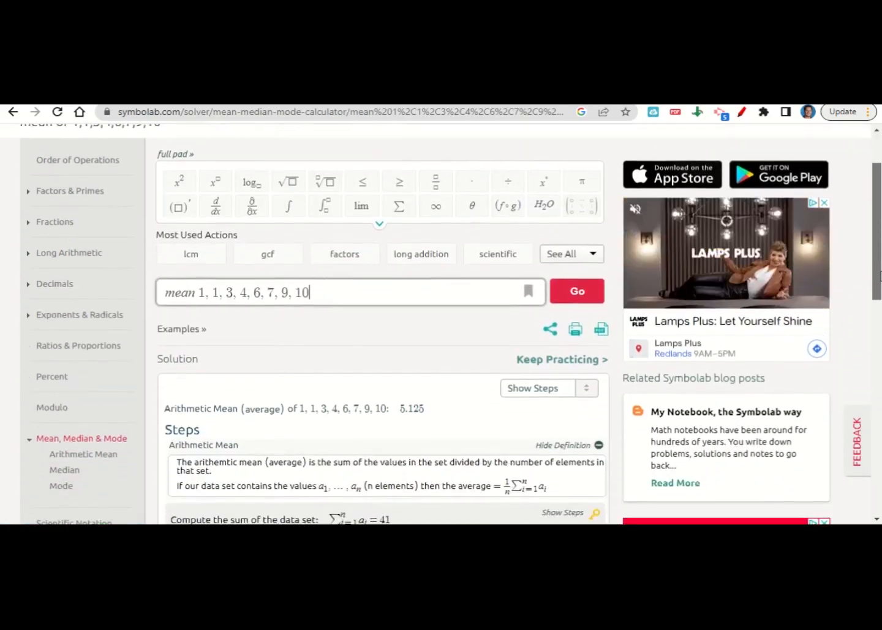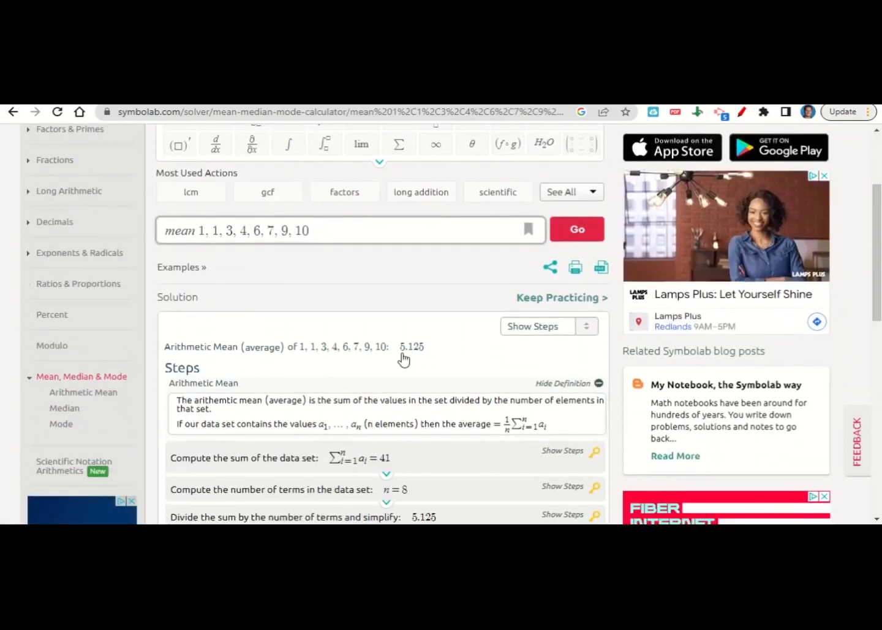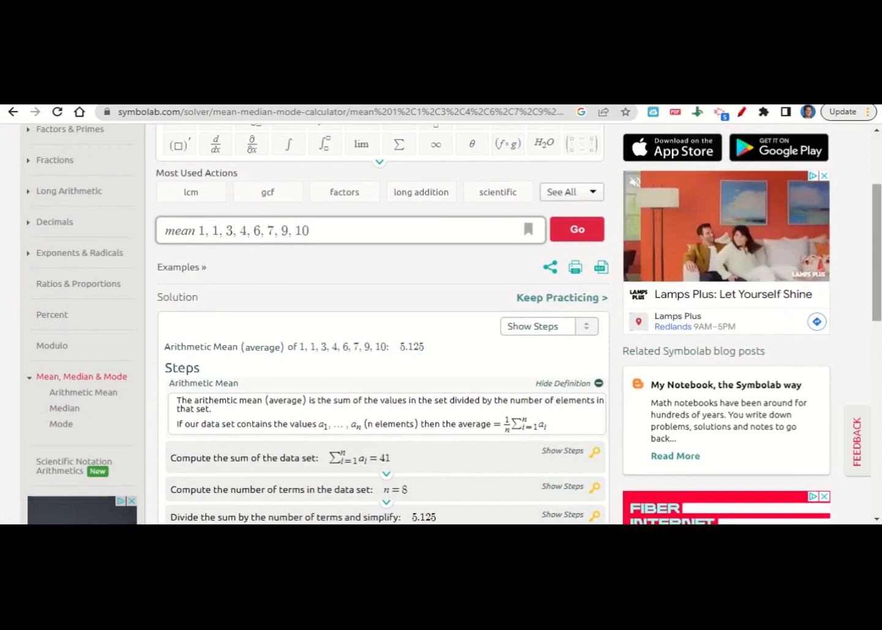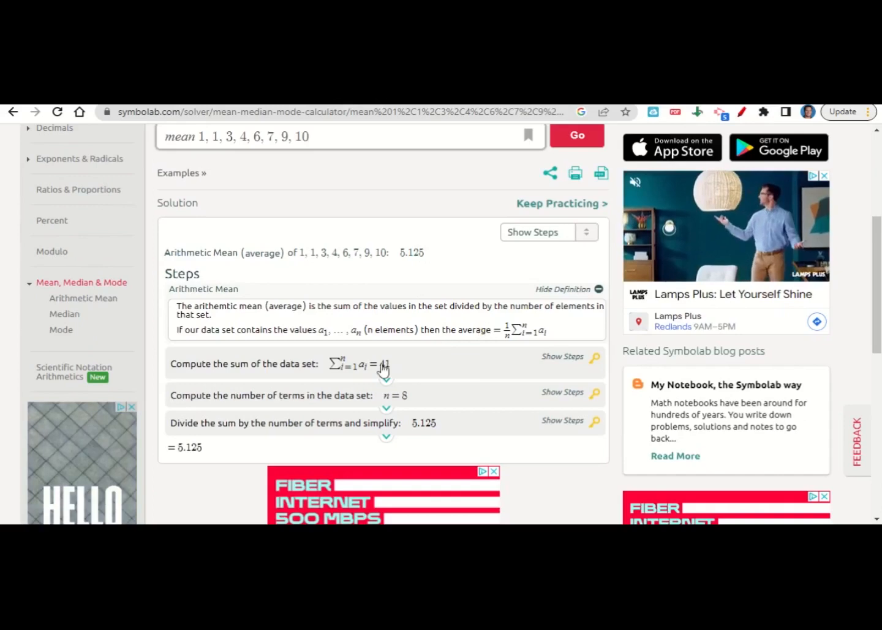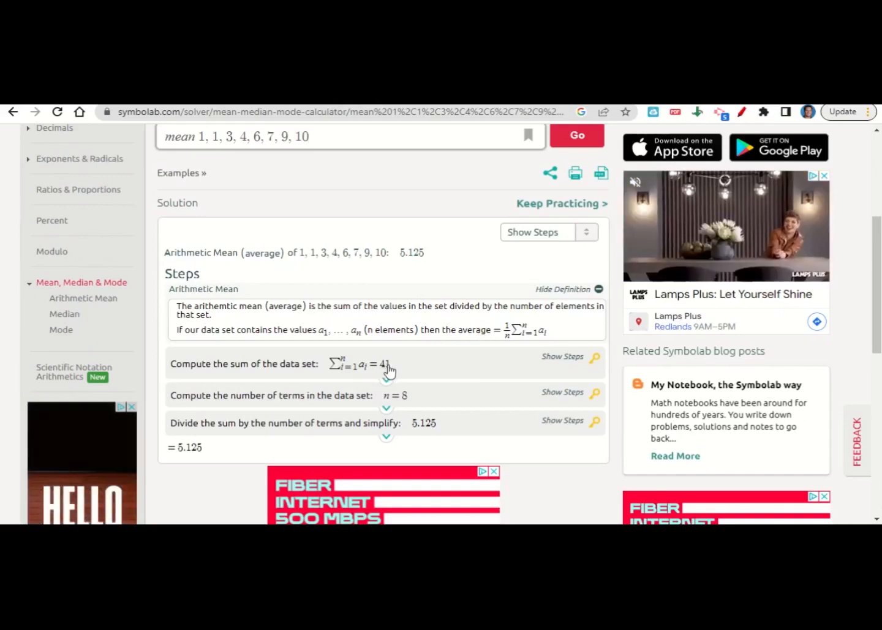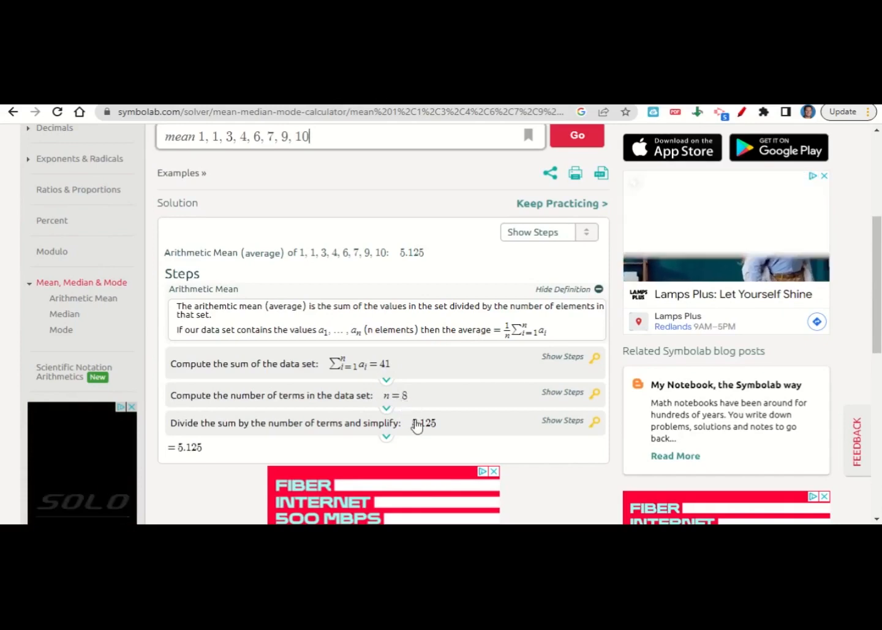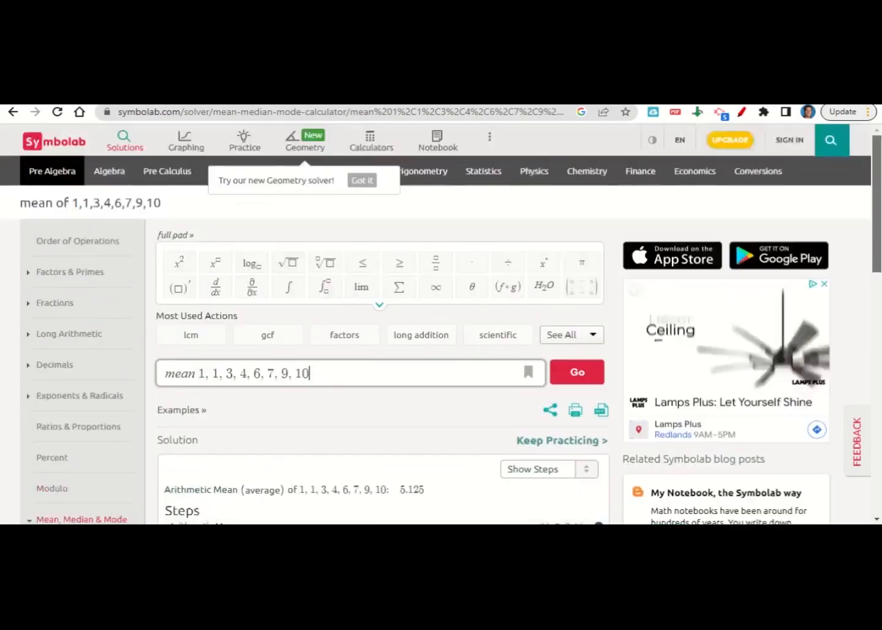It tells us now exactly what our mean is. Our mean for this set would be 5.125. And it shows us exactly how to get there. So how it added them all up, they added up to be 41. We divided it by the 8 number of terms in the set, and when we did that, we got 5.125. So that's how you find the mean.